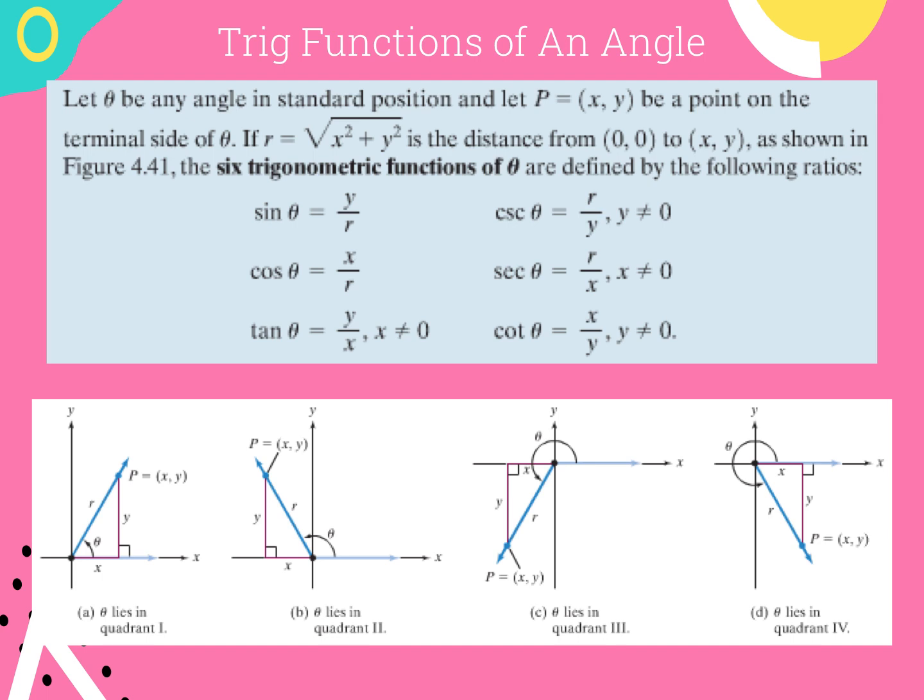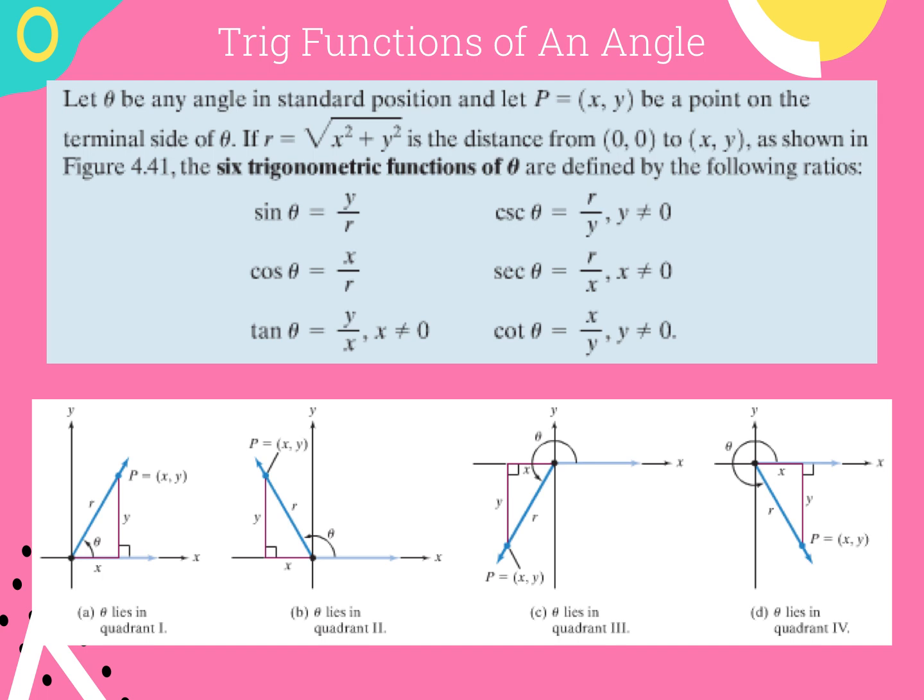Remember I told you on Friday, y should you sin? So think of the y going with sine. So sine is y over r. Its reciprocal is cosecant. So just flip it and it's r over y. Cosine is going to be x over r. Its reciprocal is secant. So flip it to r over x. Tangent is y over x. And then cotangent is x over y, the reciprocal.